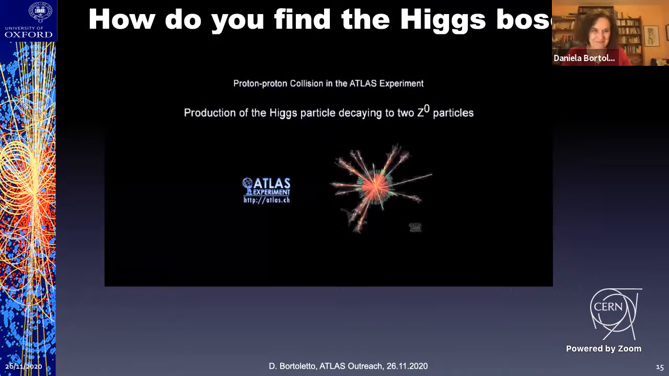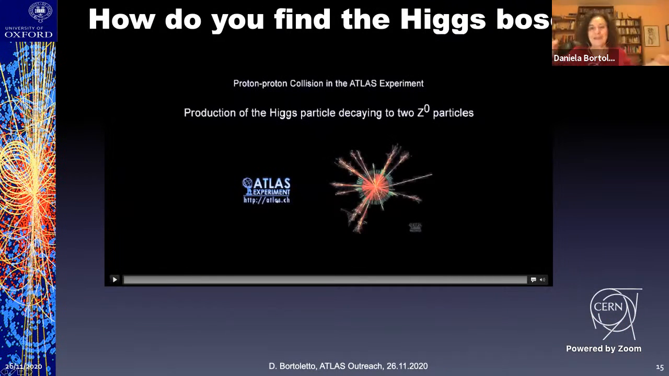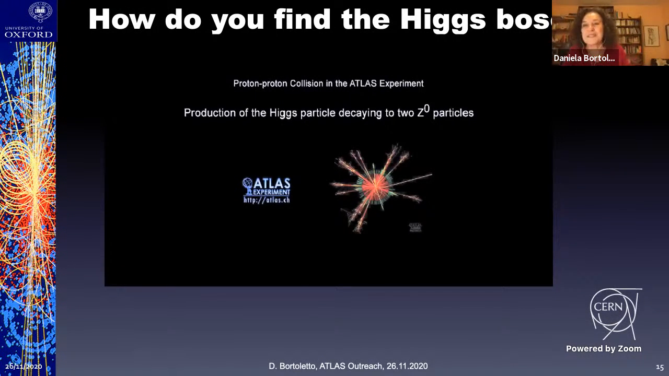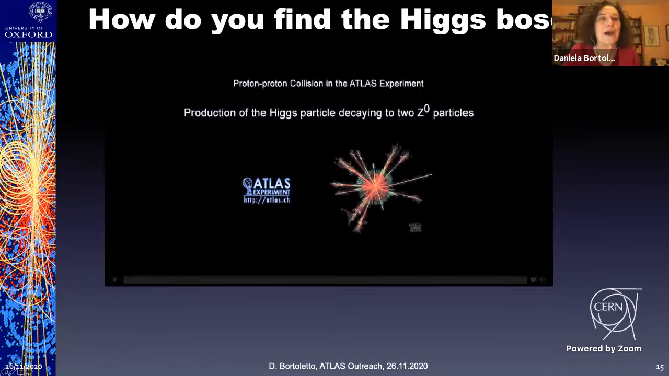Really impressive. So how do you find the Higgs boson? I told you already that at the LHC you have beams of protons circulating at almost the speed of light, and they are colliding head-on.